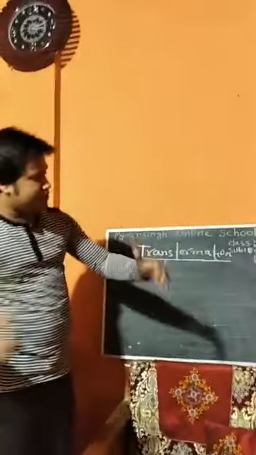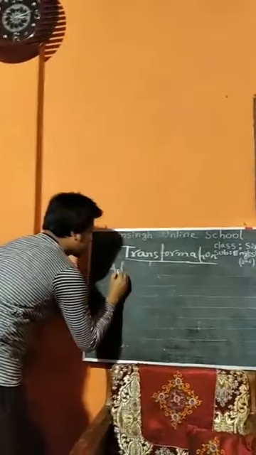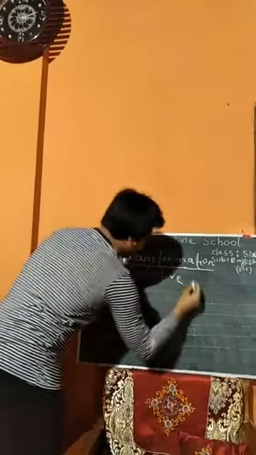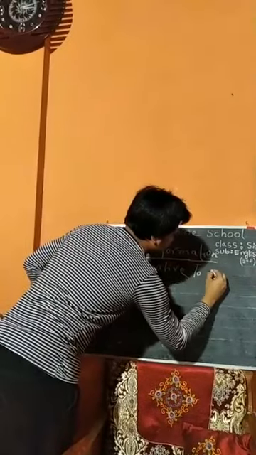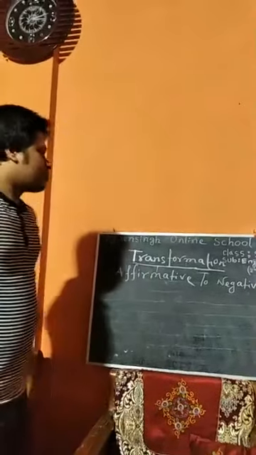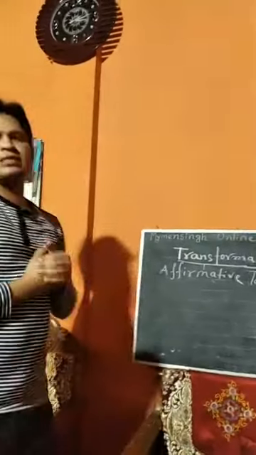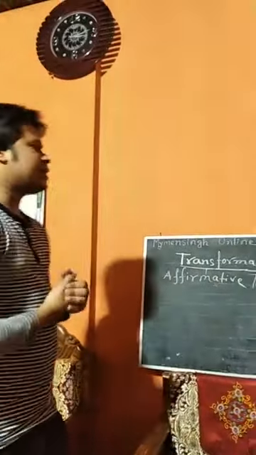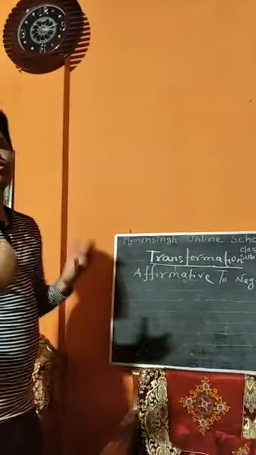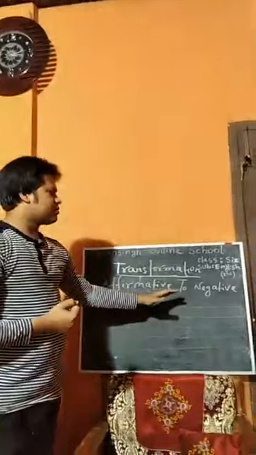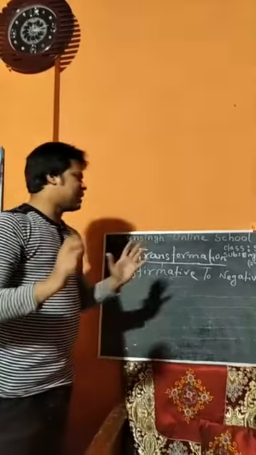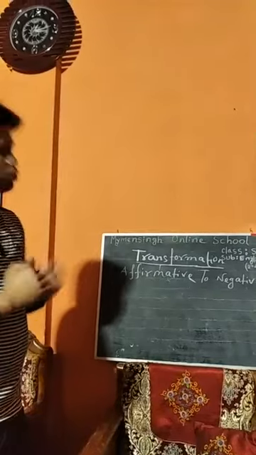Okay. Transformation: affirmative to negative. We often express different types of sentences. It may be affirmative, it may be negative, but as we have to perform it, we have to know some rules. Not only rules, we have to learn some tactics also, because everything cannot be done by the rules. So, you have to be careful.